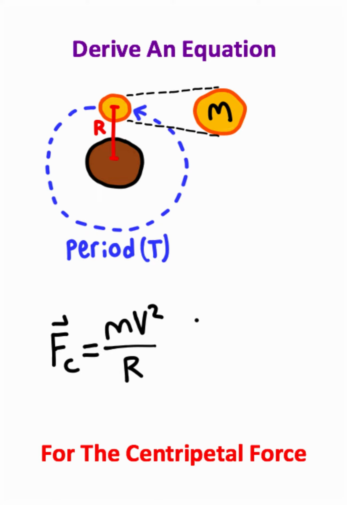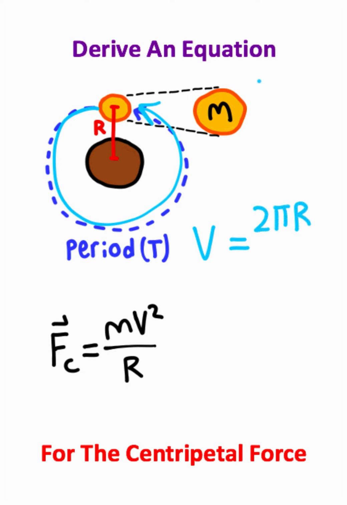There is one problem with this equation though. Notice that we do not have the velocity. So the question we have to ask ourselves is, what is velocity? Well, velocity is displacement over time, and the displacement is going to be the entire distance of this circle. The circumference of a circle is 2 pi times the radius of the circle. We learned that in geometry.